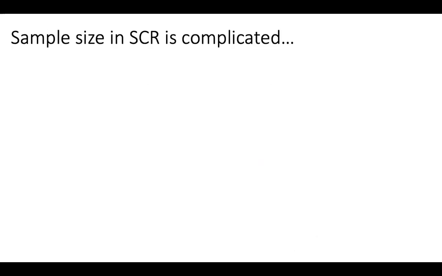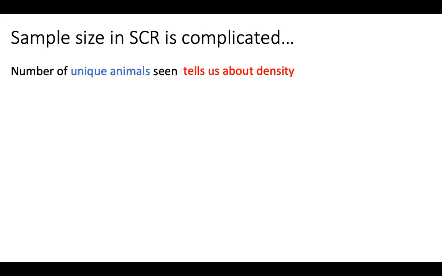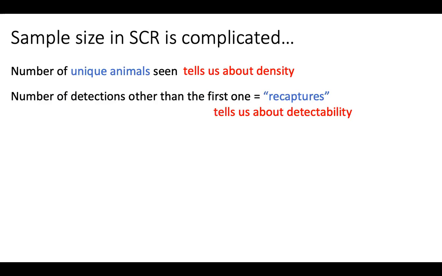For spatial capture recapture, sample size is quite a complicated concept, and there's more than one kind of sample size. The first thing that we want is to detect a large number of unique animals. So we want to see many animals. This tells us something about how densely animals populate the landscape. The second kind of sample size is detections other than the first time we see an animal. So these are recaptures in the spatial capture recapture part. And this tells us something about the detection process. Basically tells us how many animals we are missing.